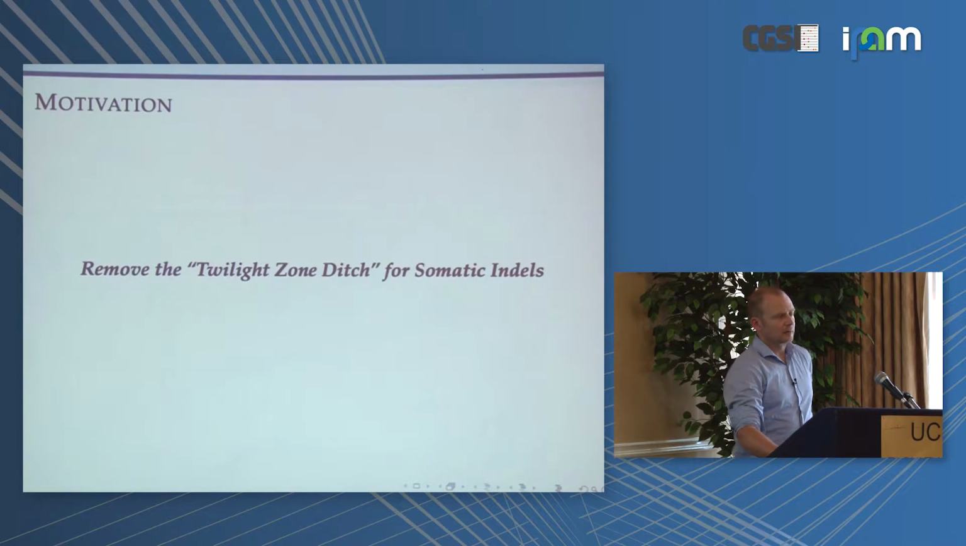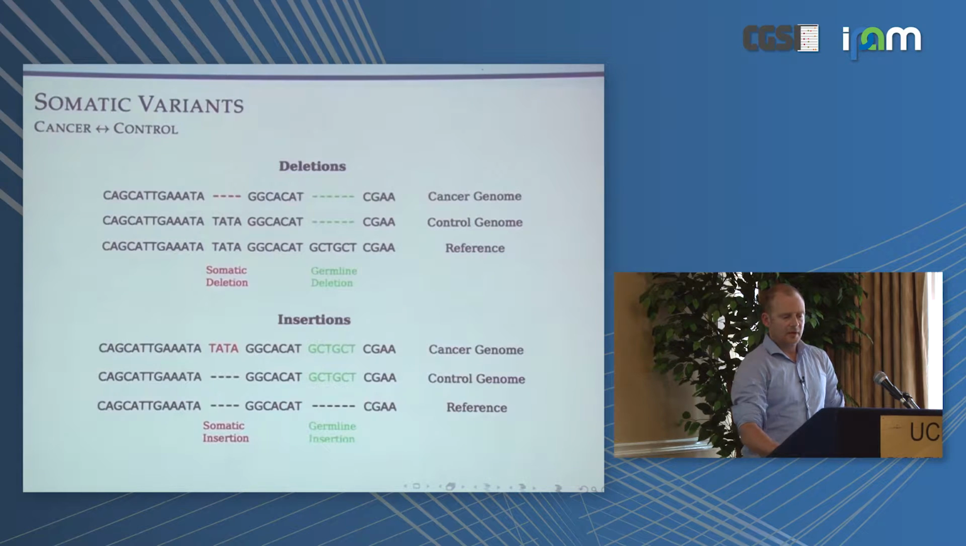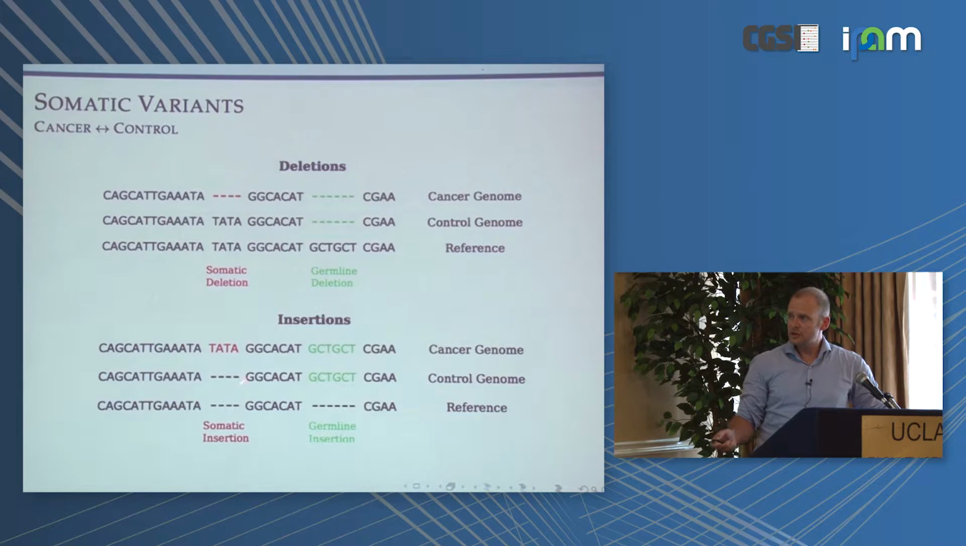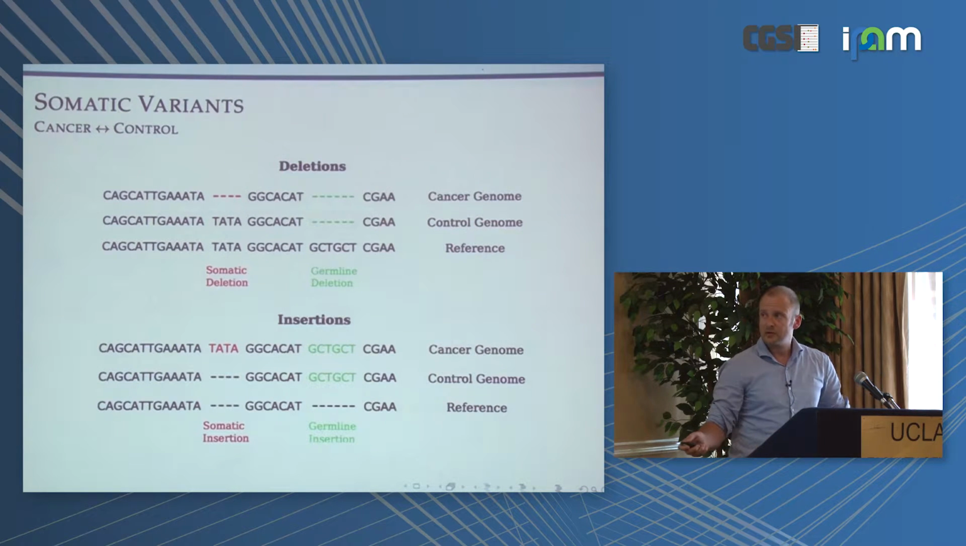However, there's a little more to this, as I said. So let's go back to the problem. This is somatic deletions and insertions. You have a control genome from which the cancer genome evolved. And then you see variants in the cancer genome that had not yet been in the control genome. You still have the germline variants that already had been in the control genome in comparison to the reference, and the other way around for the insertions. You have new sequence only in the cancer genome.